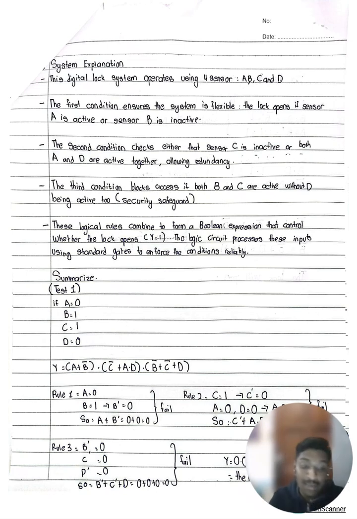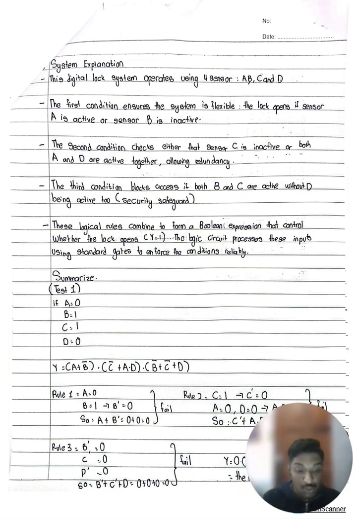Okay. System explanation. First, I talk about the rule. Second, I talk about expression. Third, I talk about truth table kind of map. Fourth, I talk about logic circuit. Why am I doing this? So this is the simple explanation. The digital lock system operates using four sensors, as I told before, A, B, C, and D.